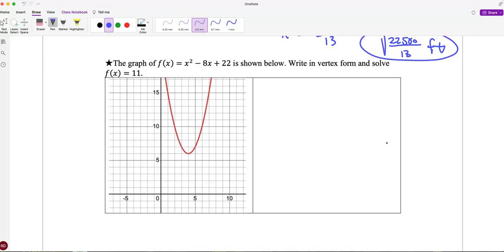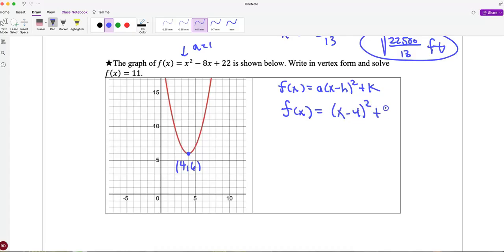The graph here, I'll give you a parabola. Write it in vertex form. Well, that means I need to find the vertex. The vertex is what? 4, 6. And then a is equal to 1. So f of x equals a(x minus h) squared plus k. So this is f of x equals, a is 1, (x minus 4) squared plus 6.